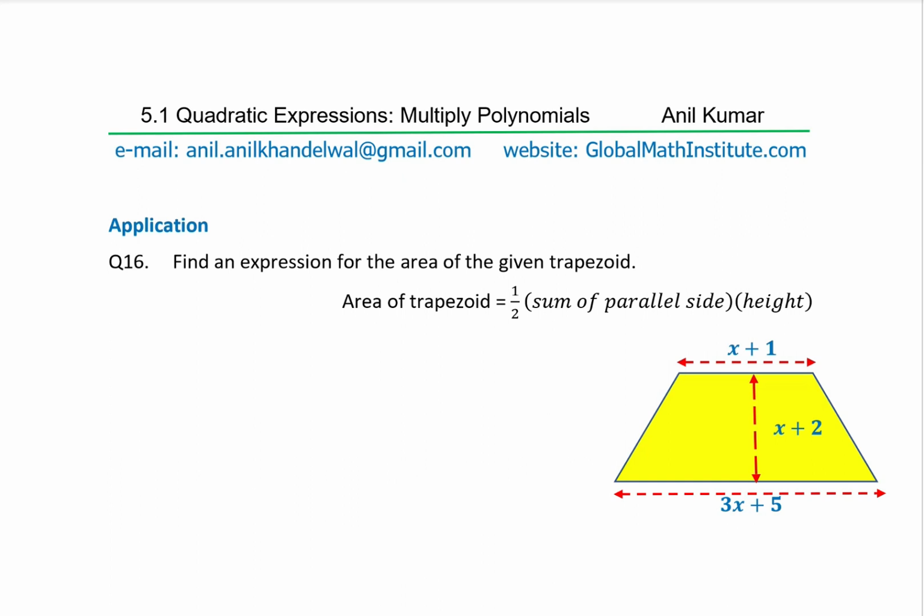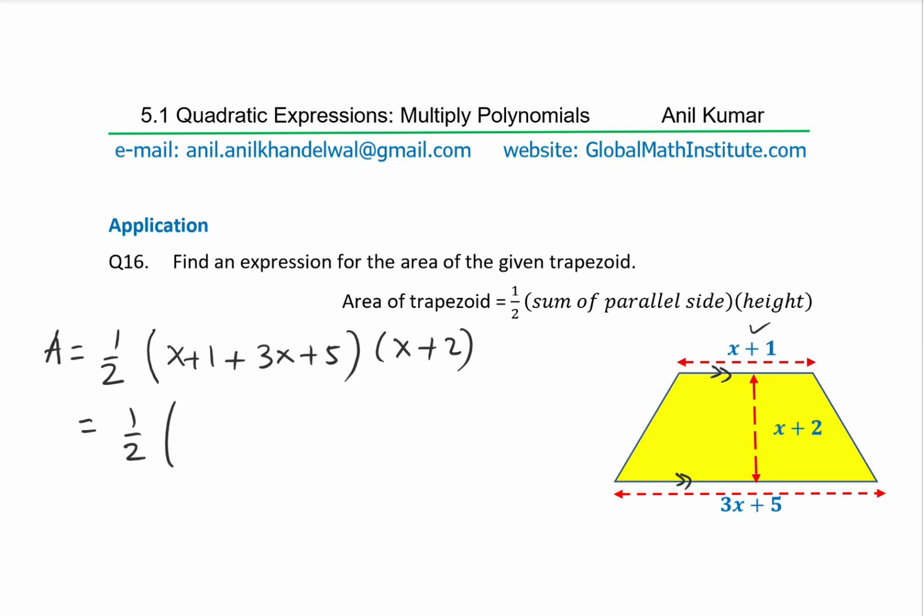We have area A equals half of the sum of parallel sides. Now the two parallel sides are these, right? These are parallel sides. So we'll add them up. We get x plus 1 plus 3x plus 5 times the height, which is x plus 2. So let's simplify. We get half of x plus 3x is 4x, 1 plus 5 is 6, times x plus 2.